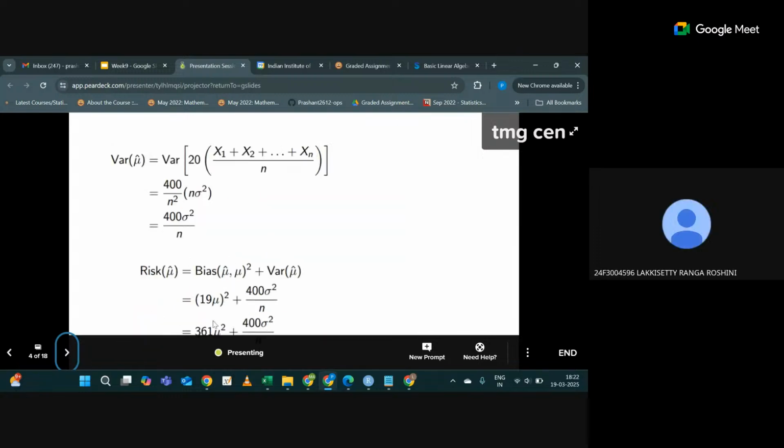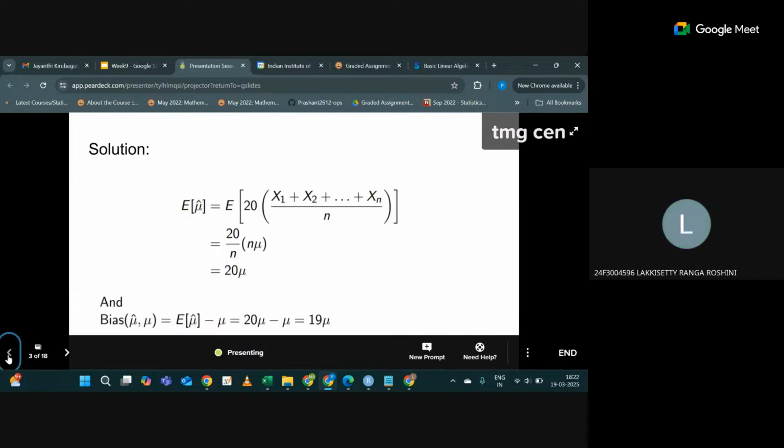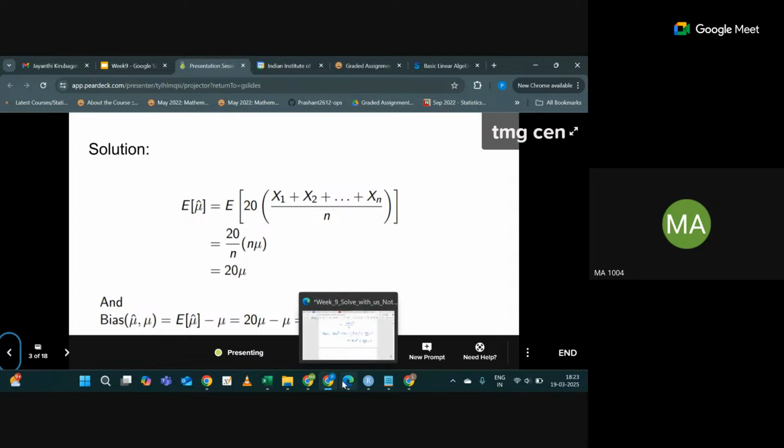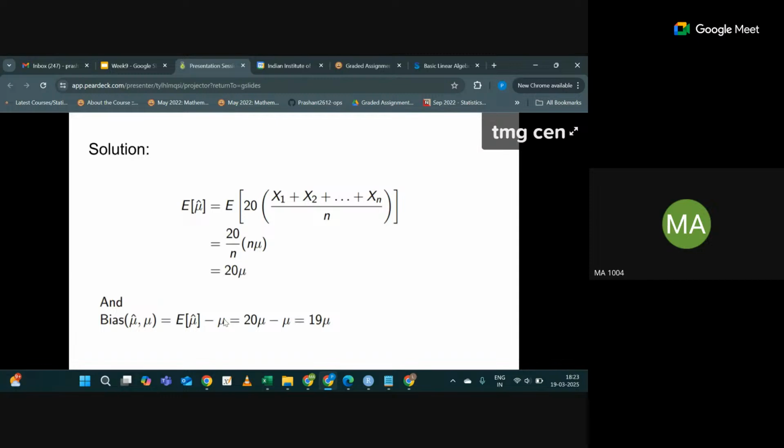Sir, can you explain bias? Where did you have trouble with the bias part? Yes, sir. So bias is nothing but the expected value of the error. Okay, so what is error? The thing which you have estimated minus the original, right? So it will be expected value of mu hat minus mu.